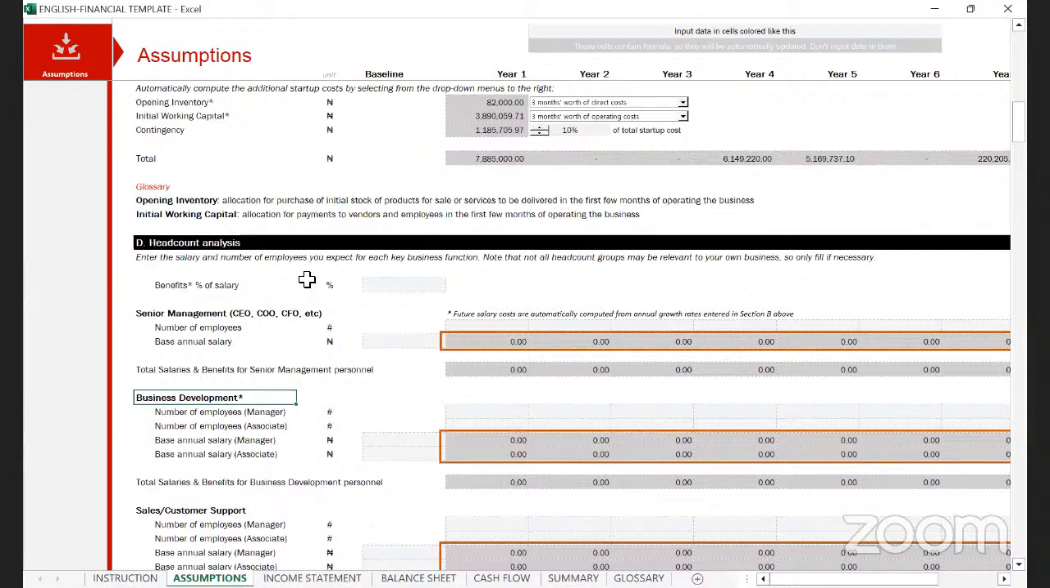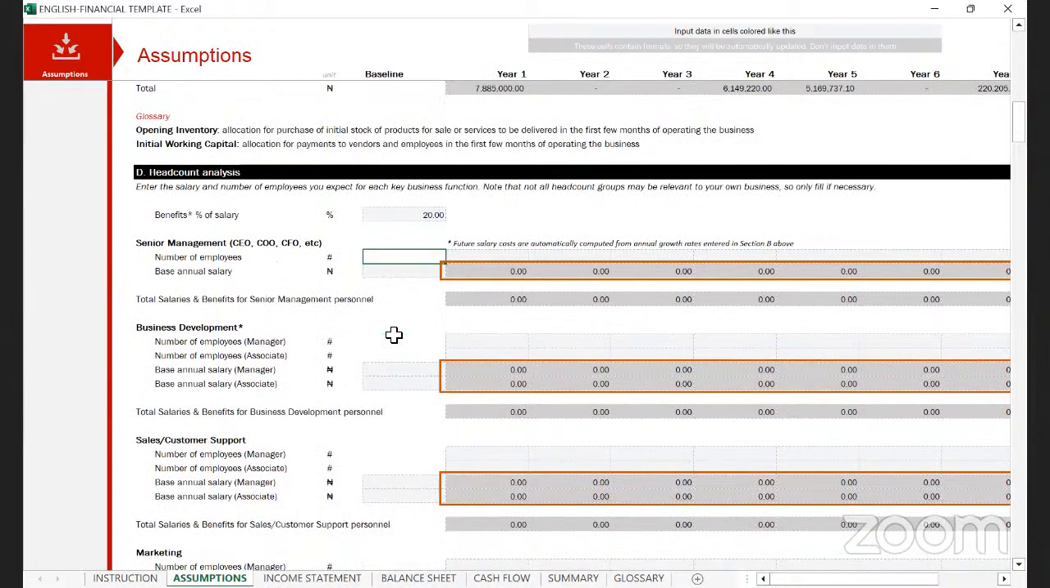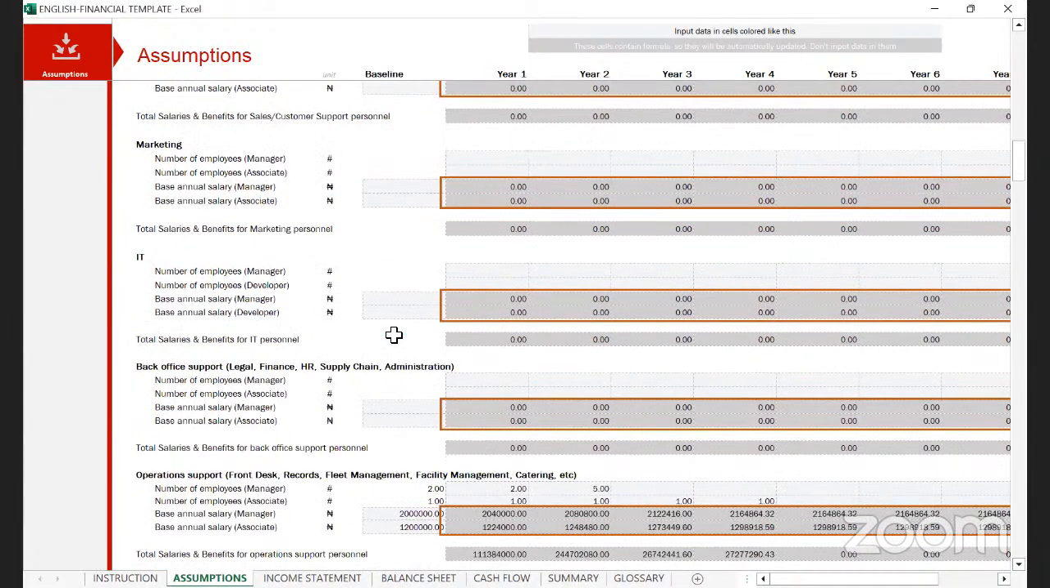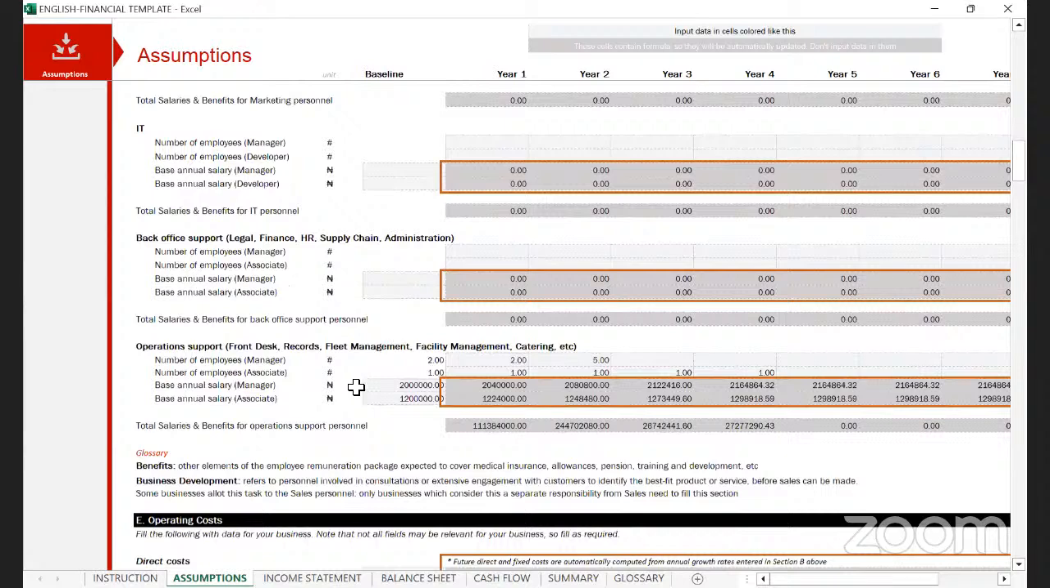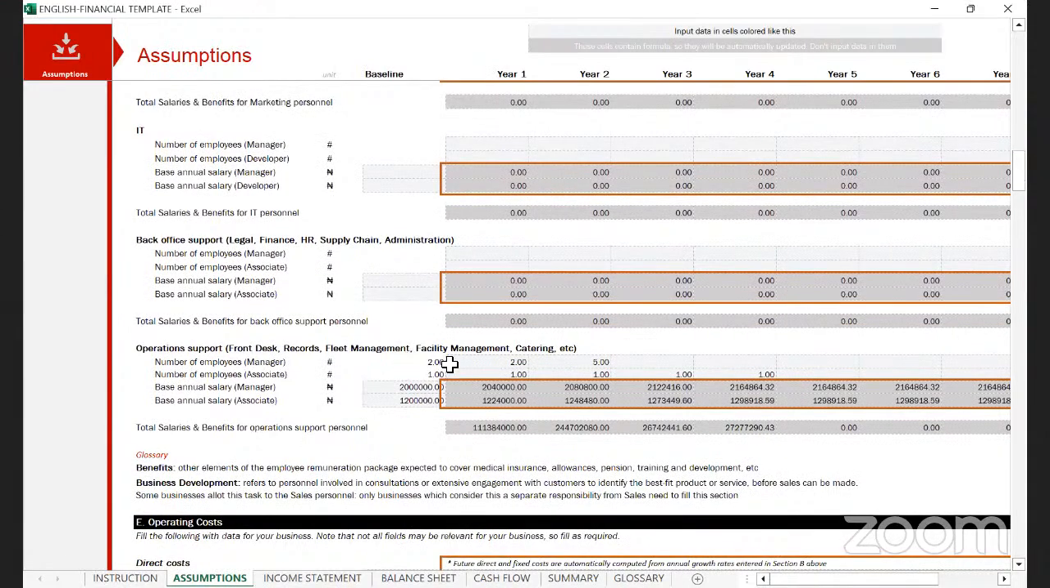This first section is where you project the benefits that you want to offer to your employees as a percentage of salary. Benefits tend to be in the range of between 5% to 30% of total salary package. I can put 20% here so that we move it on. In this example, I will not go through each of them because we've done this section before.